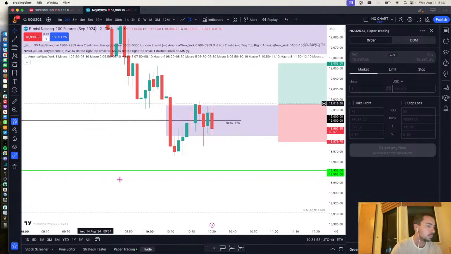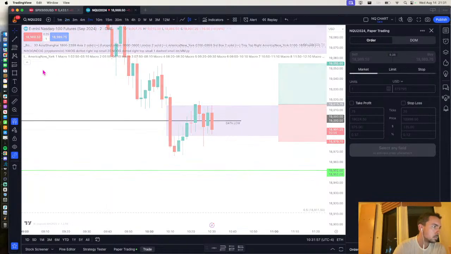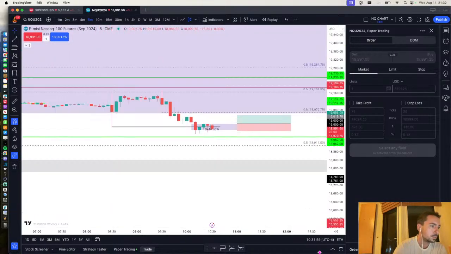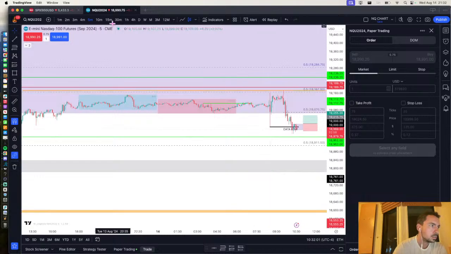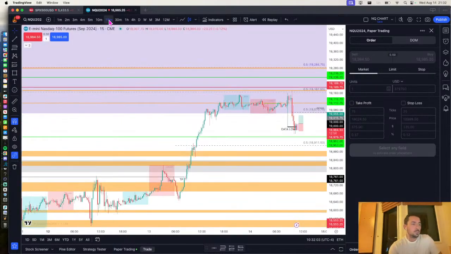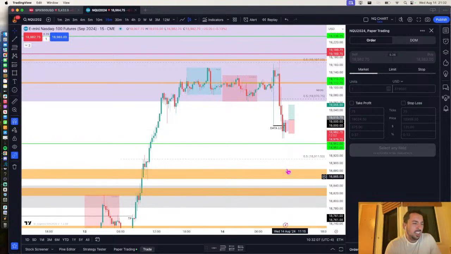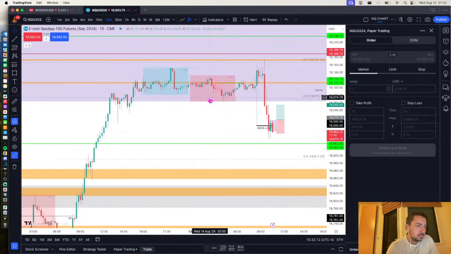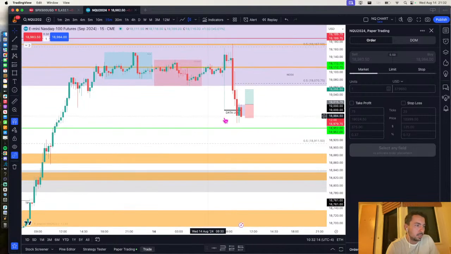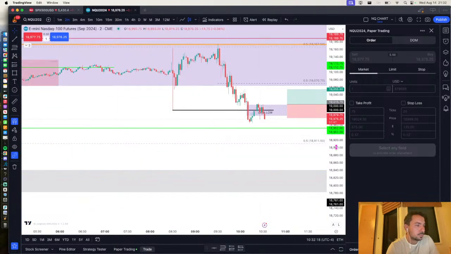Let's look at the 5-minute quick. Yeah, there's not really any new week opening gaps until this level right here. Yeah, guys, this looks like we're forming a bearish order block. Yeah, this is going down for sure.